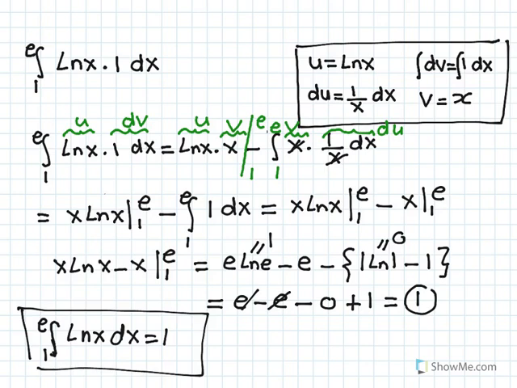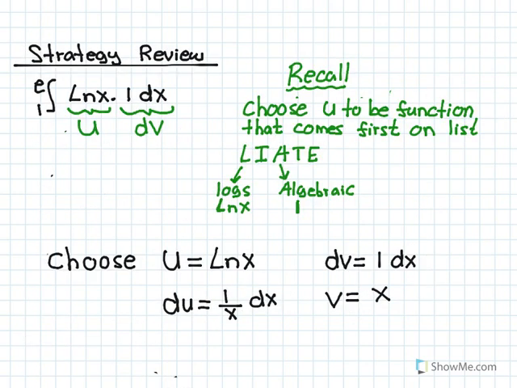So now let's look at another example. But before doing that, let's go over a strategy. We choose u to be the function that comes first on the list. This is the LIATE principle. L stands for logs, I stands for inverse trig functions, A for algebraic functions like 1, x, x squared, T stands for trig functions like sin x or cos x, and E stands for exponential functions like 2 to the x, 3 to the x, or e to the x. So we're going to let u be equal to log x because that's the first that comes on the list. That's the first choice for u.